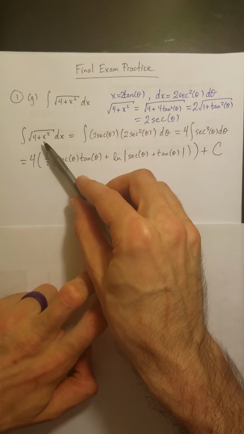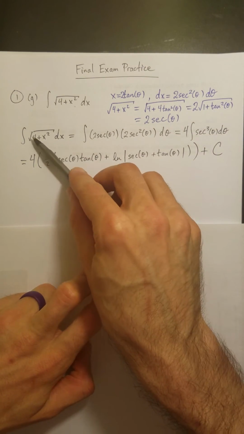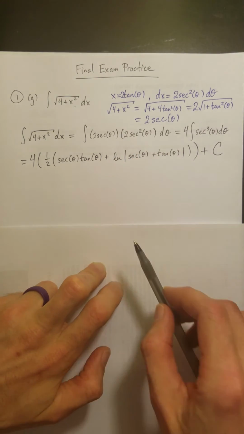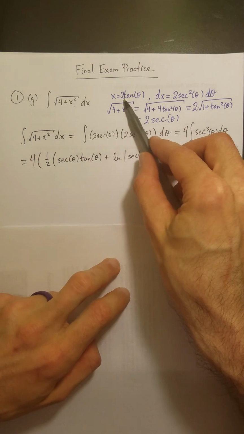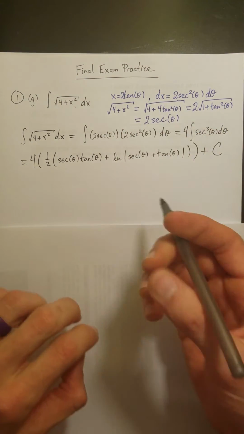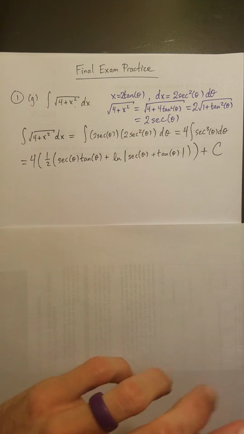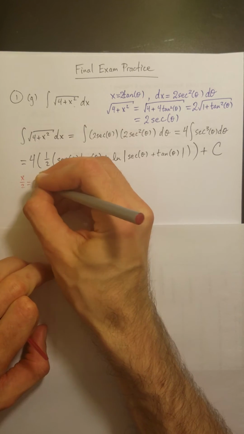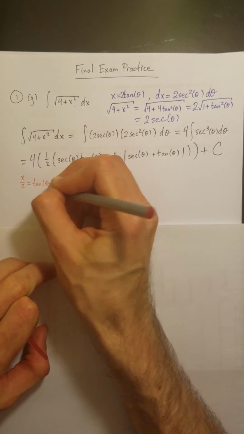Of course, you'll notice that we are in the wrong variable completely. We need to be in the variable x to get our final answer, but we're in the variable theta. We know a very easy relation between tangent of theta and x, so we can rewrite that to remind ourselves. We have x divided by 2 is equal to tangent of theta.